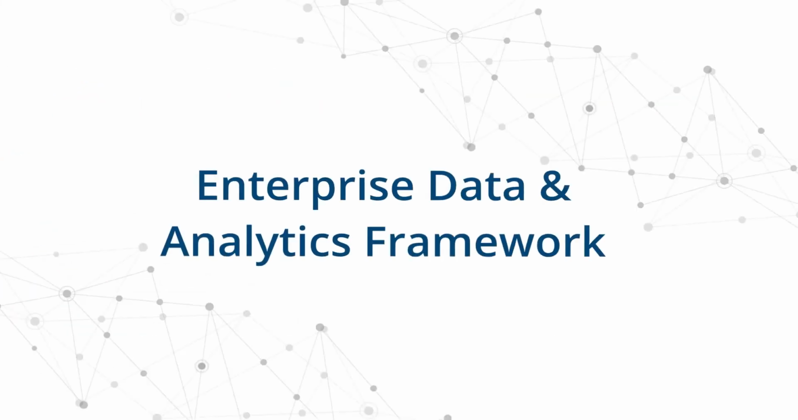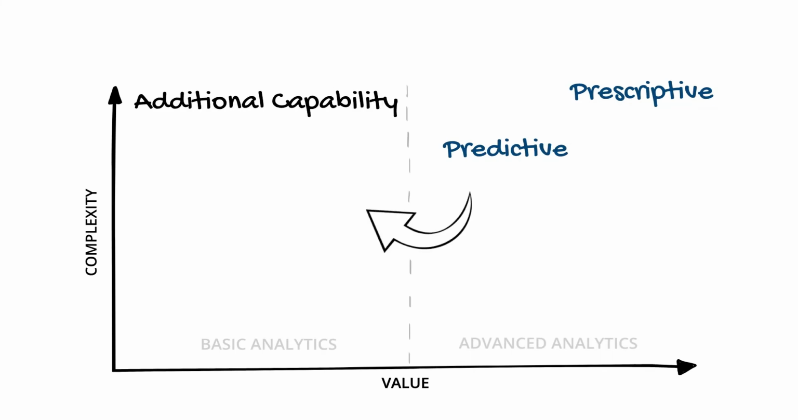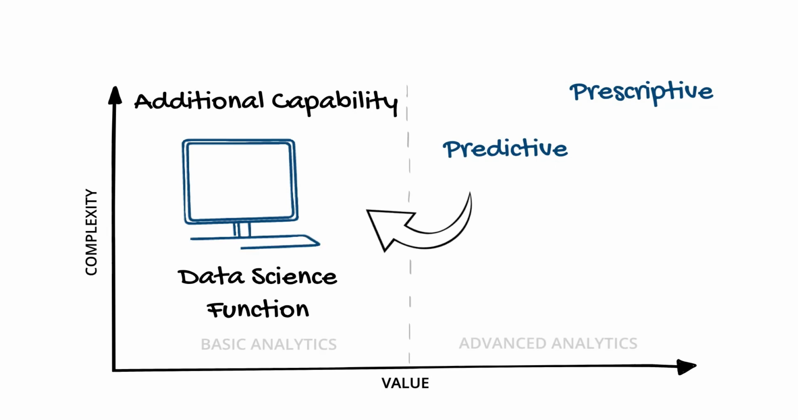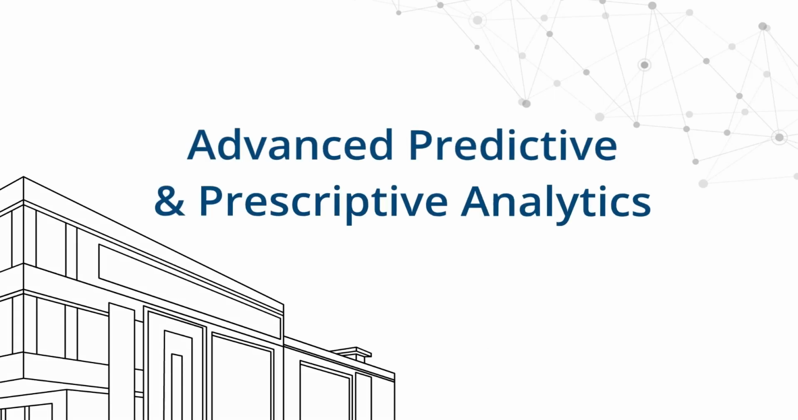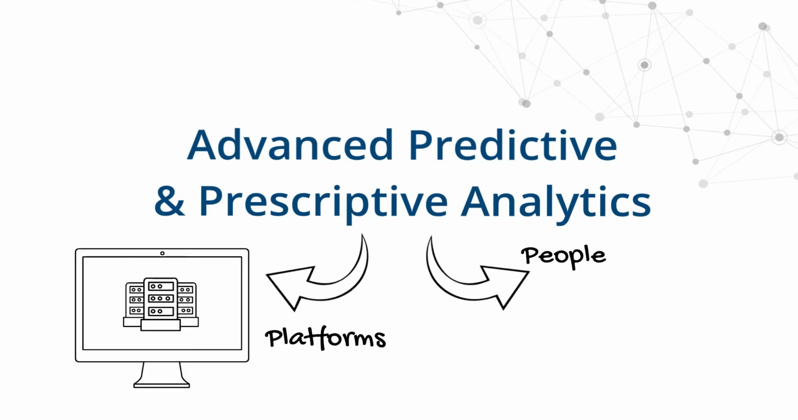Referencing back to the Enterprise Data Analytics Framework, in order to effectively deploy advanced analytics, both predictive and prescriptive, you may require additional capability within the organisation. Machine learning capability may need to be built into your technology and cloud platform, and a data science function may need to be established within your data operations and management. And ensuring that the organisation understands when and how advanced predictive and prescriptive analytics can be applied within a business context ensures that the best use of the investment in your platforms and your people can be made.